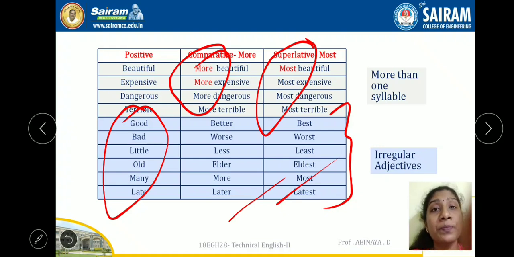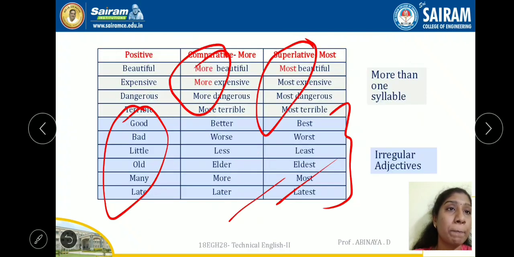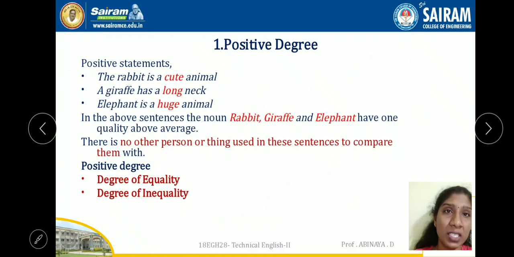As I already told you, there are three forms of adjectives: positive form, comparative form and superlative form. These forms we are going to see as degrees: positive degree, comparative degree and superlative degree, right? So what are those usages? See here. First, positive degree.